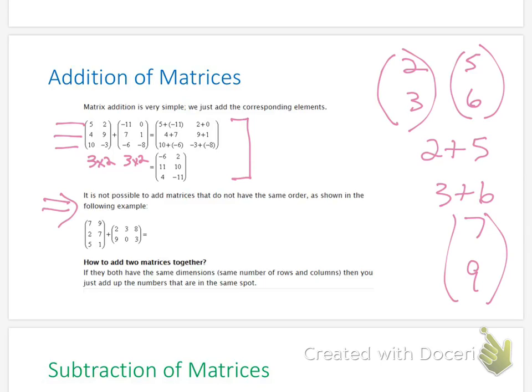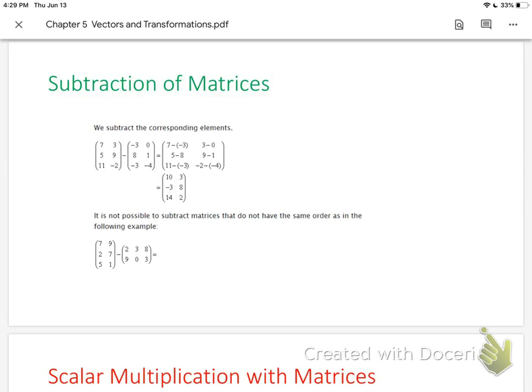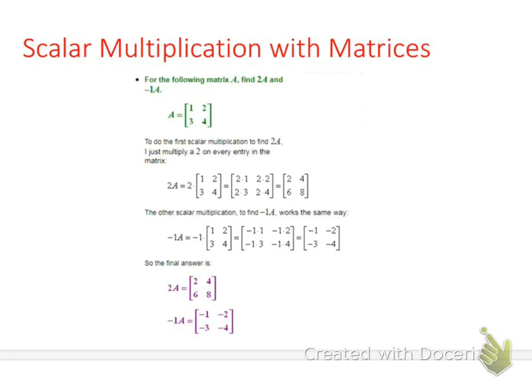How do you add two matrices together? If they both have the same dimensions, same number of rows and columns, then you just add up the numbers and you will have a final matrix of the exact same number of rows and columns. Subtraction of matrices is the same exact thing. You have to have matrices that conform, so they have to have the same numbers of rows and columns. And you just subtract them just like we did with vector subtraction. Same exact procedure.